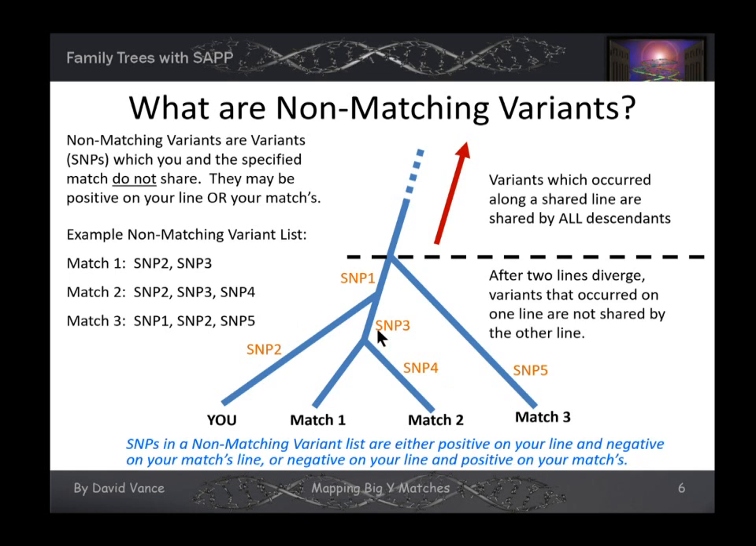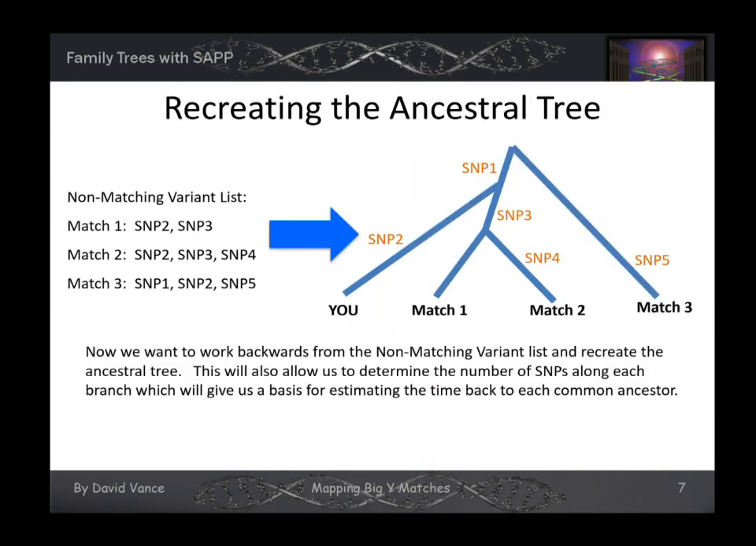I am negative for SNP3, and so is match 3, since it did not occur on either of our lines. So that doesn't show up on the list of non-matching variants for match 3 with me, because it doesn't occur on either of our lines. So one of us is not positive for it and the other negative. It gets a little confusing when you look at it in this format, and that's why we're going to try to deconstruct this format and create this tree from it. So that's the steps that we'll talk about in a minute.